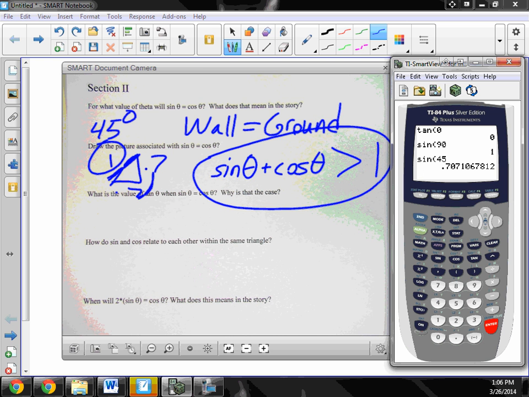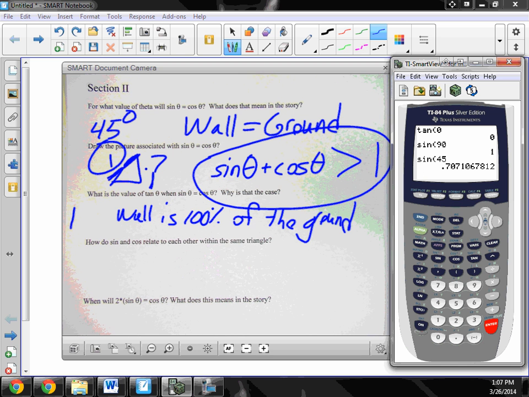Okay, so what is the value of the tangent when sine equals cosine? Why 1? Because wall and ground are equal, and anything divided by itself is 1. Yes. So the answer to that is 1, because the wall is 100% of the ground, because they're the same length. So can the tangent be bigger than 1? Yes. Can the sine be bigger than 1? No. Can the cosine be bigger than 1? No. Can the sine be smaller than 0? Not today. Stay tuned.